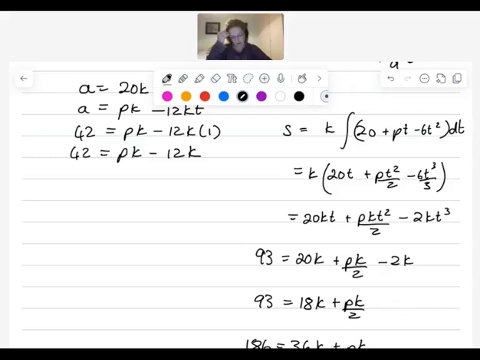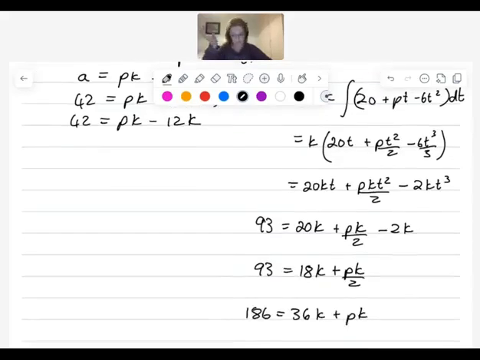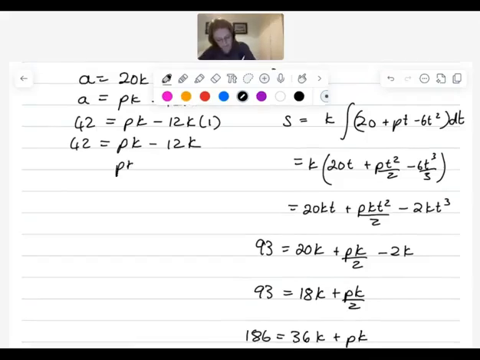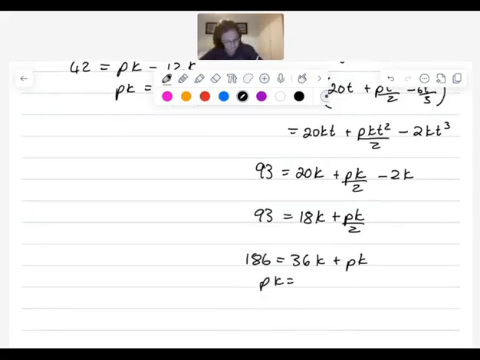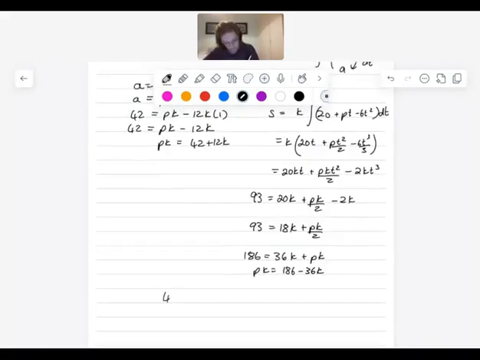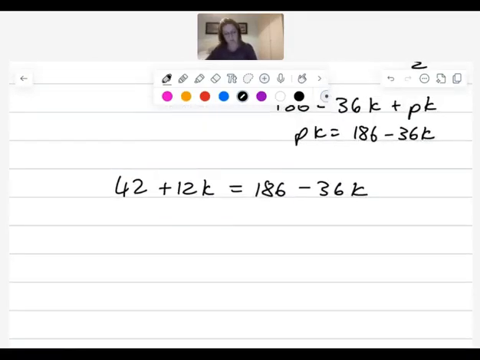Okay, I think I'm going to make pk the subject of the formula. It's a bit random, but it will help me to get rid of a variable. So this is equal to 42 plus 12k, and in this side, it's 186 minus 36k. So long as you're eliminating a variable, you could do this. I generally just try and look for the easiest route. Don't want to do too much work. 36 plus 12.